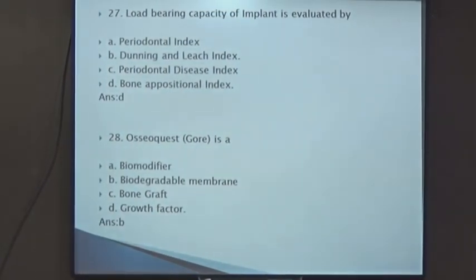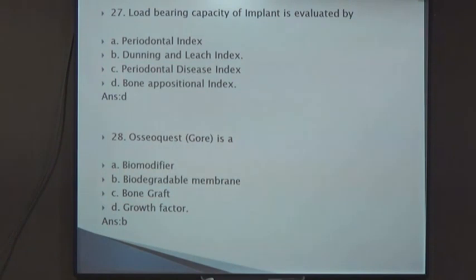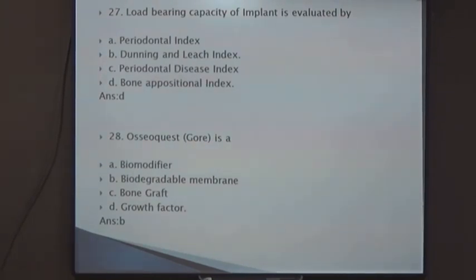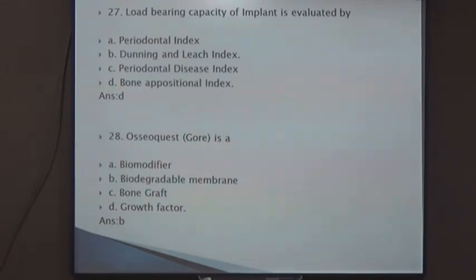Load bearing capacity of the implant is evaluated by periodontal index, Dunning and Leach index, periodontal disease index and bone appositional index. It is the bone appositional index, because periodontal disease index and periodontal index give a value about the periodontal things, whereas load bearing capacity of the implant is by means of bone appositional index. And Osteocel, otherwise GORE, is a biodegradable membrane. Gore-Tex membrane. You are able to understand?